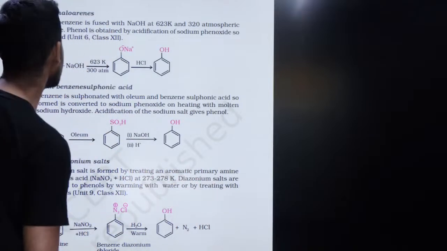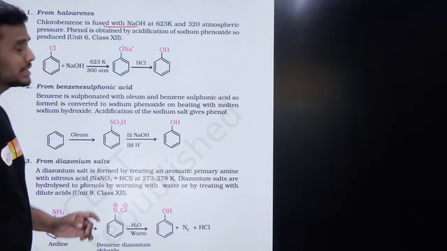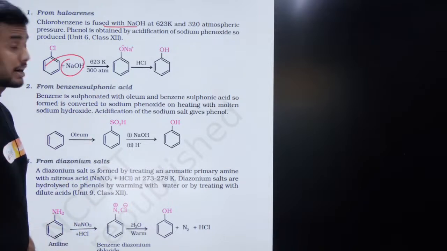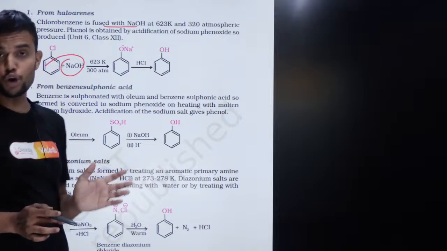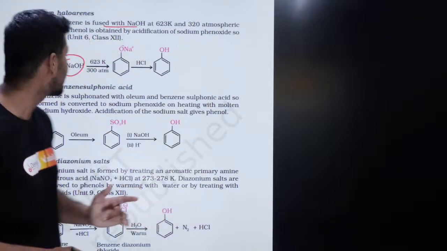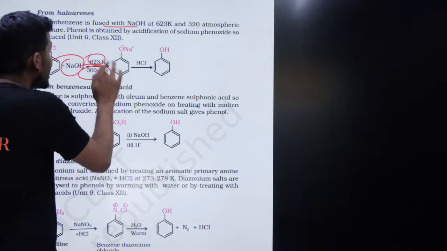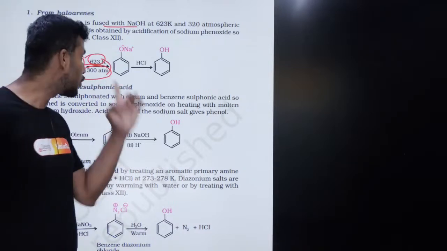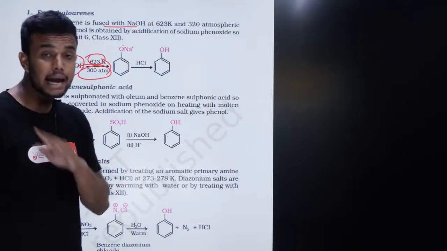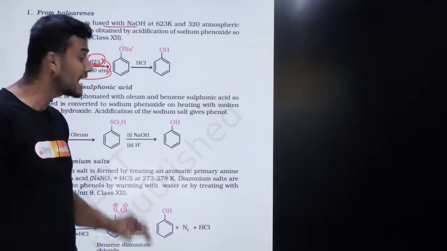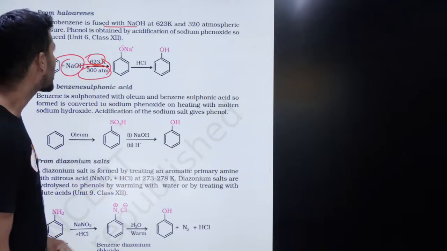Very simple students, from using chlorobenzene. Whenever chlorobenzene is fused with NaOH, NaOH is nothing but alkali, right students? Whenever we fuse chlorobenzene with alkali at 663 Kelvin and 300 atmospheric pressure, students, this condition is very important. If you write the wrong condition, then you lose entire marks. They deduct entire marks. Very important. Please remember this also.